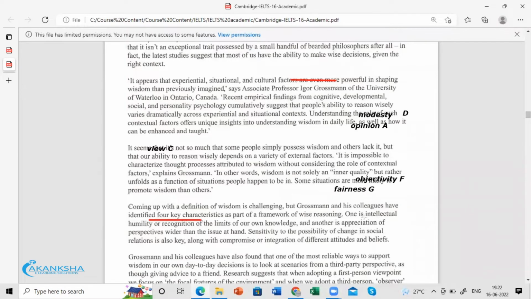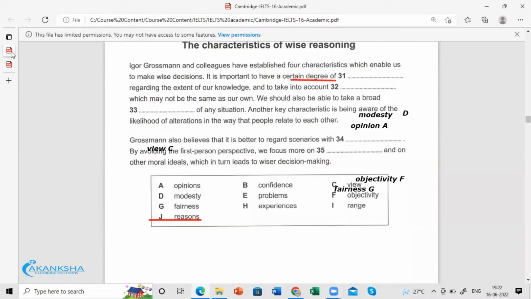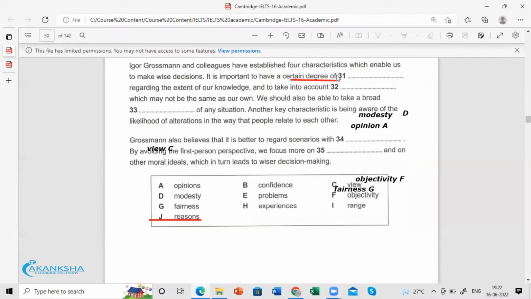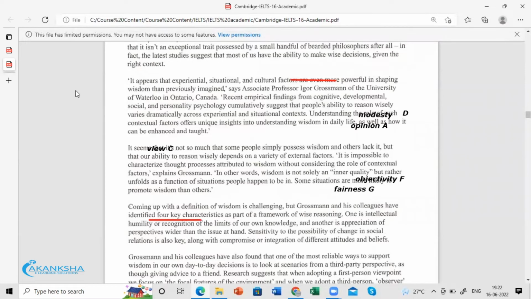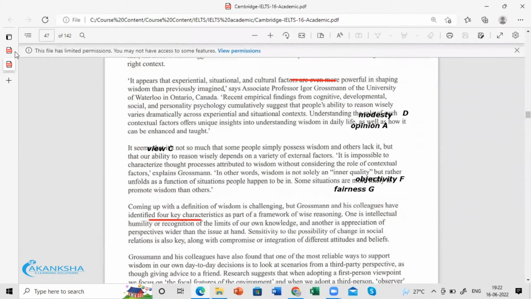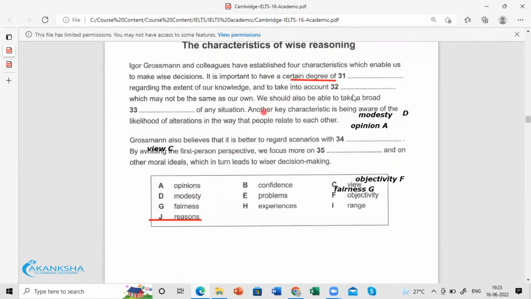So 4 keywords: intellectual, humility, or recognition. Okay, they talk about. So look for, I mean, take the help of grammar here a bit. Here is a certain degree of extent of knowledge. So look for nouns, nouns, verbs, verbs, like that. Humility or recognition, limits of our own knowledge. So you see the word knowledge is matching here. Scan for it and then come back here.